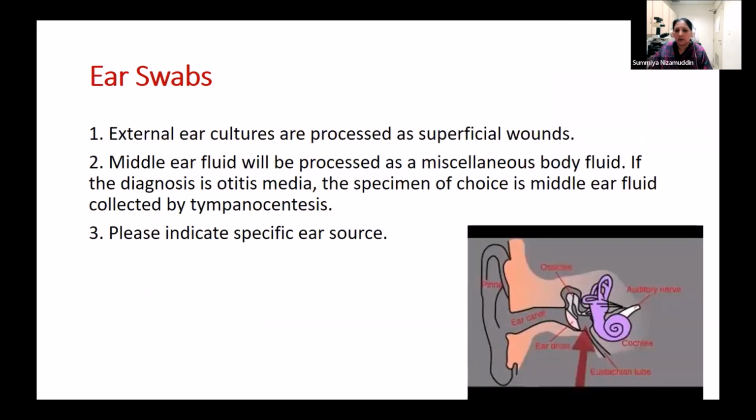In cases of ear swabs, ये याद रखें कि अगर एक्सटर्नल ईयर स्वॉब आप भेजते हैं तो फिर वो ईयर कनाल में जो भी ऑर्गेनिजम्स होंगे वो उसको ही पिक करेगा. So these external ear swabs will be processed as superficial swabs.